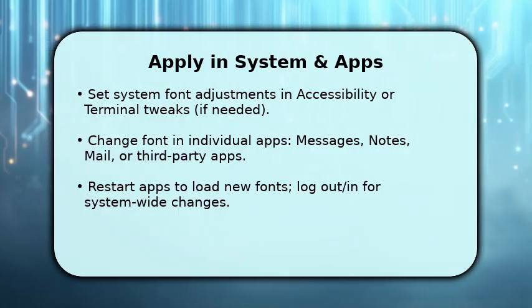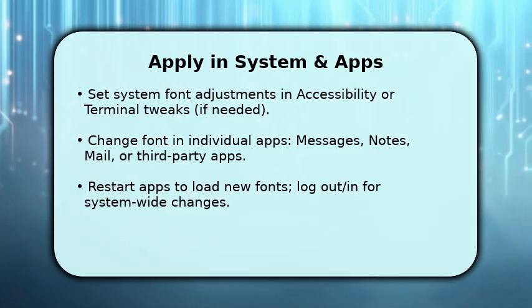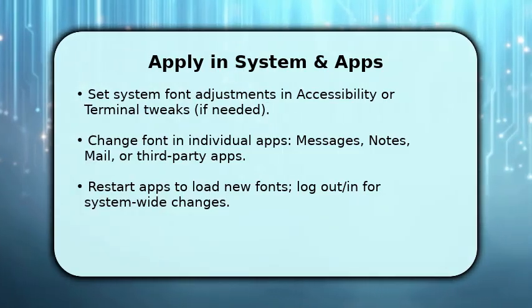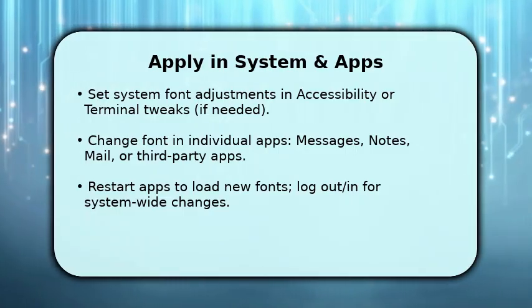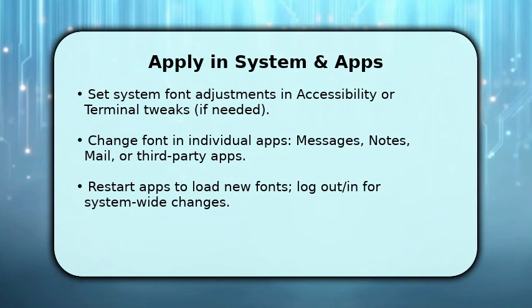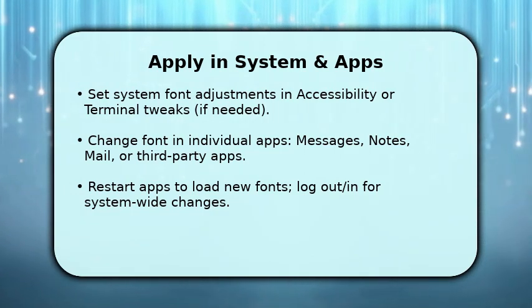For third-party apps like Slack or Microsoft Office, change the font inside App Settings. Once changed, quit and relaunch each app so the system caches the new font correctly, and log out if you made broader system changes. Finally, finish by addressing the keyboard itself and common problems.